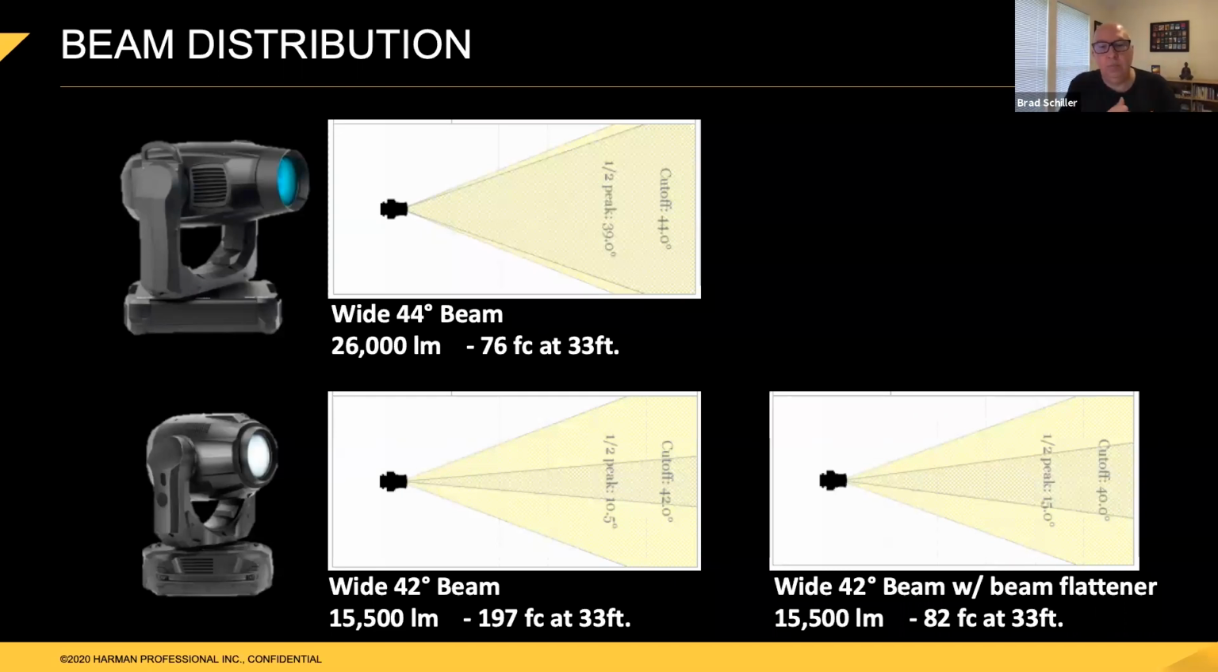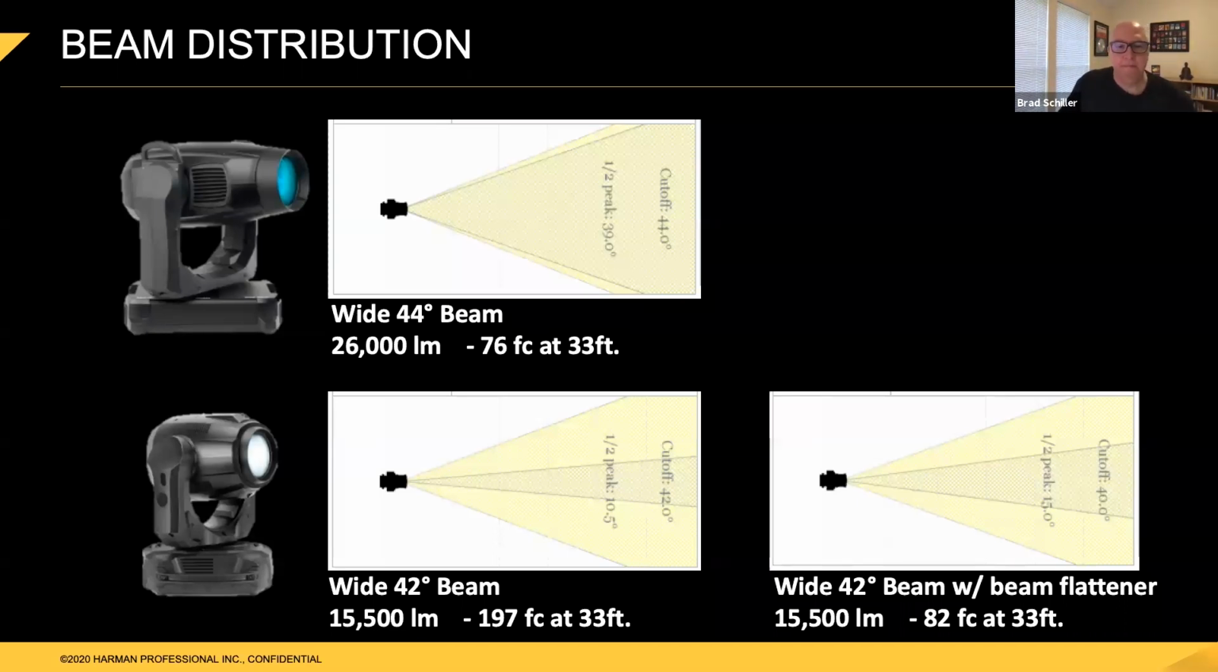So again, you can look at beam distributions like this to really get the idea. Now the Axiom also has a beam flattener in it that you can make use of. You can put that in and it drops the foot candles down to be almost in the range of the Viper. However, if you look at the chart there, again, it's widened out that hotspot, but it's still not anywhere close to what the Viper is for its beam distribution. So beam distribution is a really great thing to look at when you're comparing your fixtures.